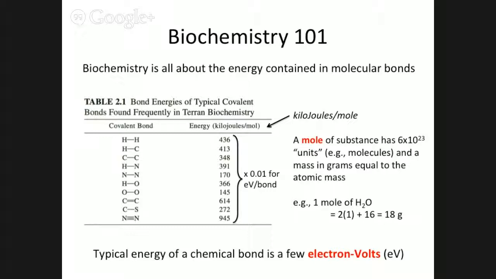Yes, ma'am. So why wouldn't it be one bond between H and H and the other bond between H and H? So good, excellent question.